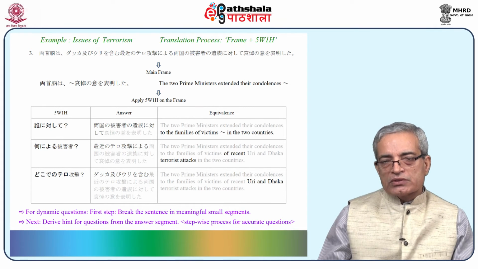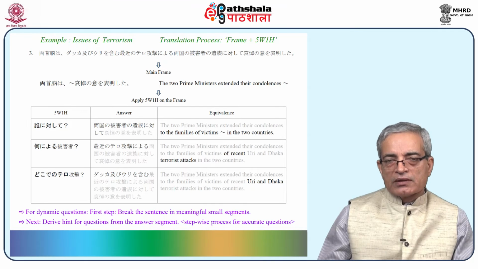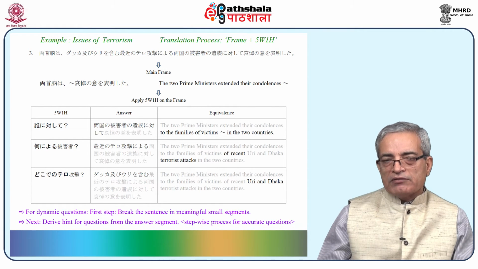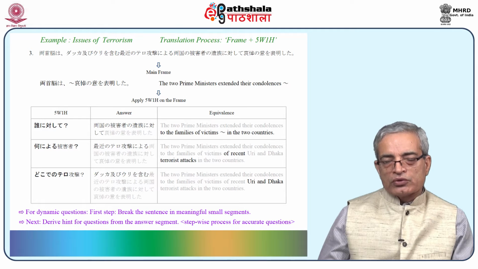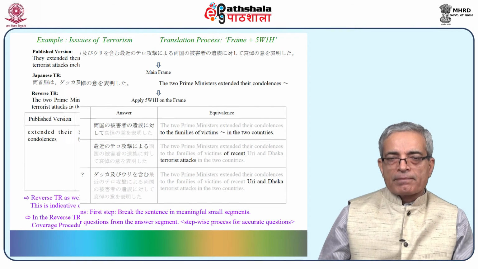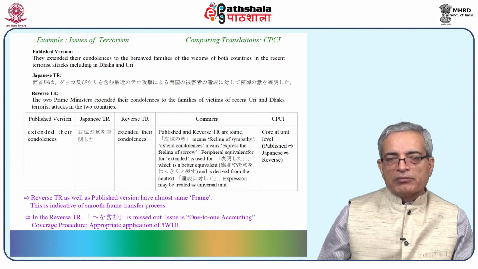So for dynamic questions, first step, break the sentence into meaningful small segments. Next, derive hints for questions from the answer segment. The step-wise process for accurate questions is something you need to remember for all purposes. This is the published Japanese translation and the revised reverse translation.